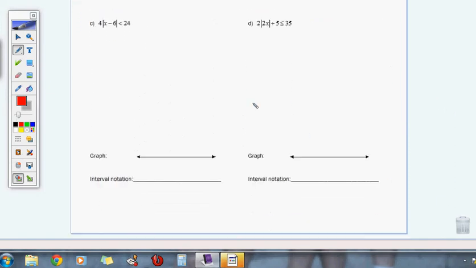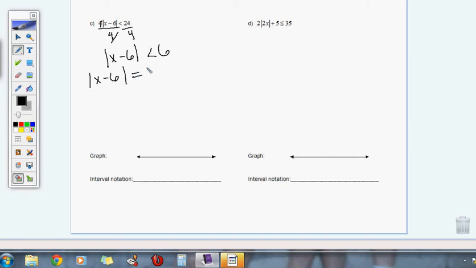On the back side here, first thing we're going to do on this problem is to divide both sides by 4. All right, so the first thing we have is dividing by 4, not distributing the 4. That's what we do not do with absolute value. Absolute value of x minus 6 is less than 6. I'm going to go a little bit faster now.